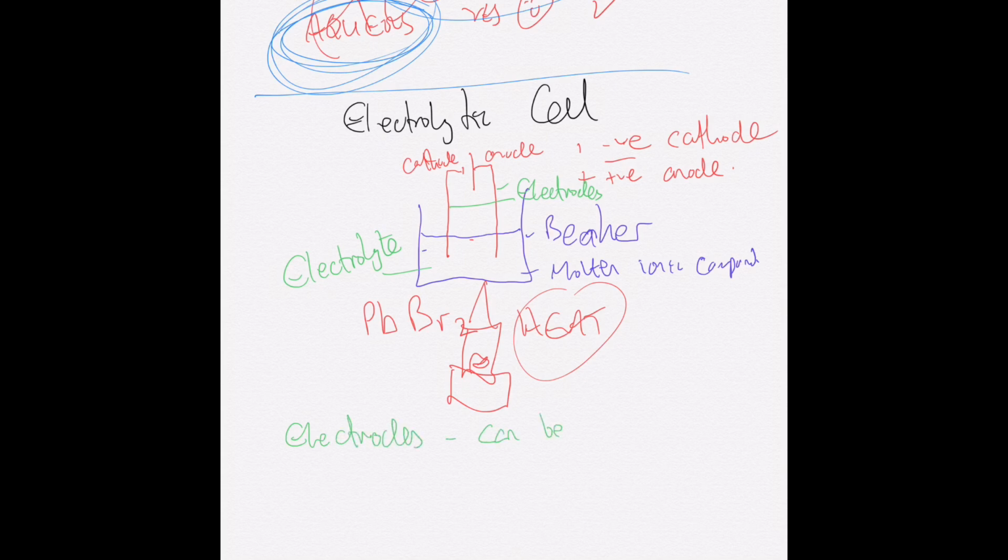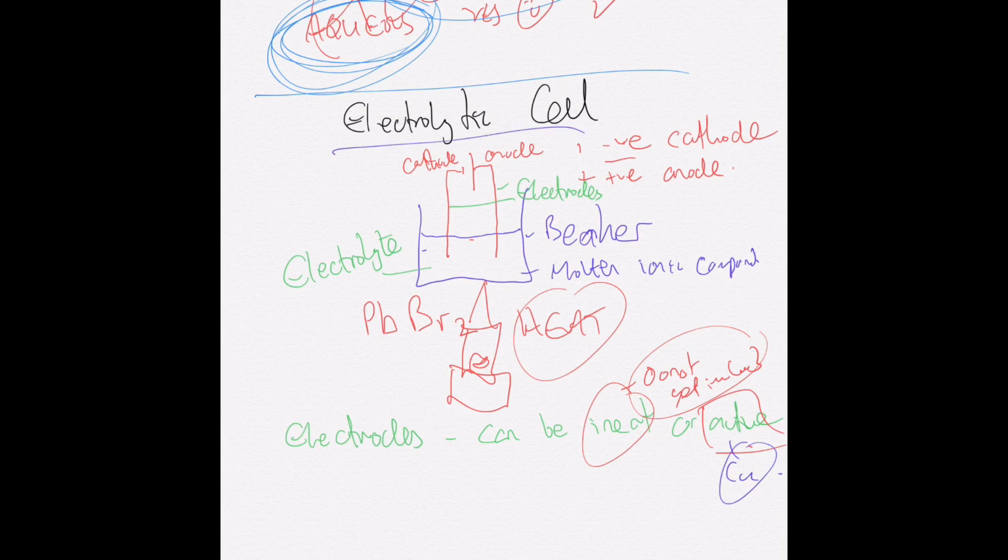They can be inert or active. Inert means just don't get involved. Do not get involved. Okay? They don't participate. Active electrodes do. We might come to that today, but that's to do with copper electrodes, and we'll come to that perhaps later.